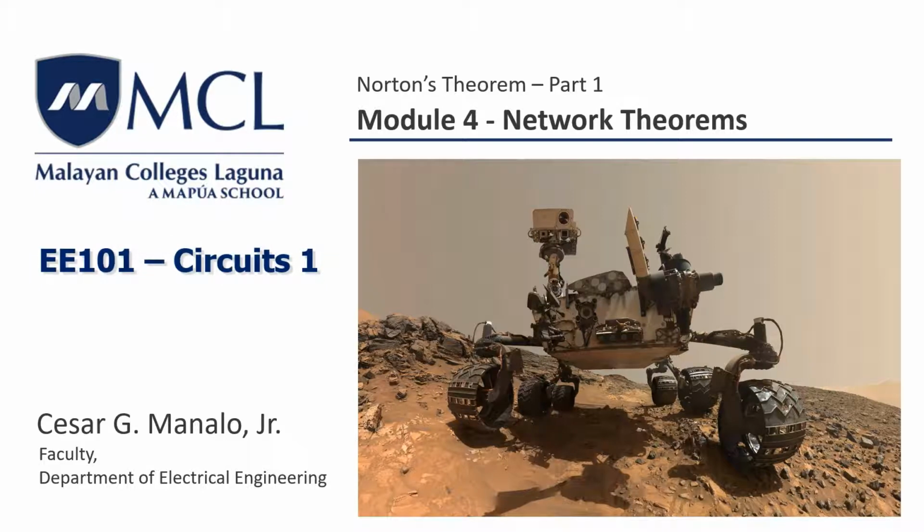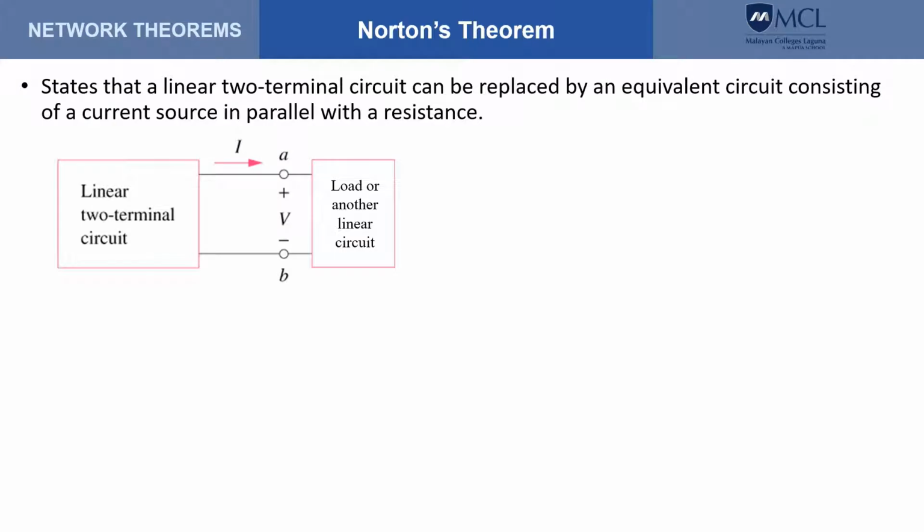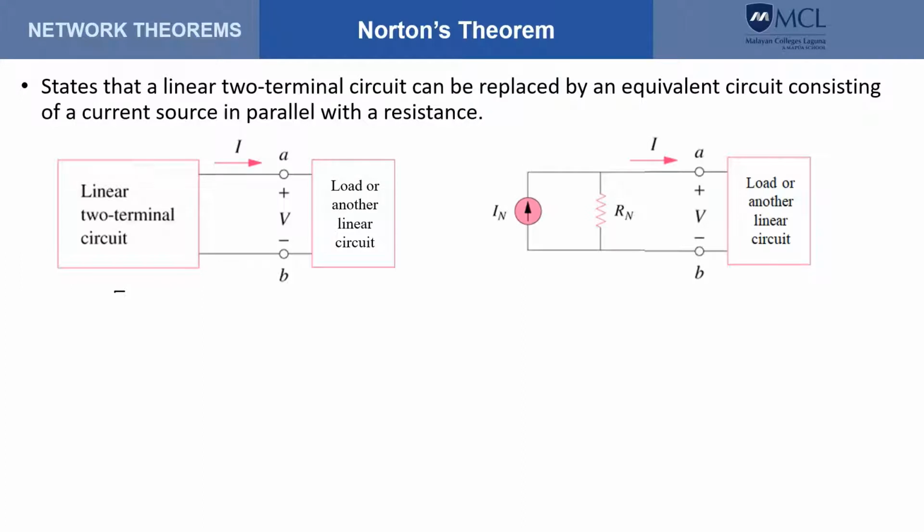In this video, we'll discuss a theorem that is very similar to Thevenin's called Norton's theorem. Norton's theorem also pertains to a two-terminal device or two-terminal circuit, and according to the theorem, it can be converted into a current source that is in parallel with a resistance.